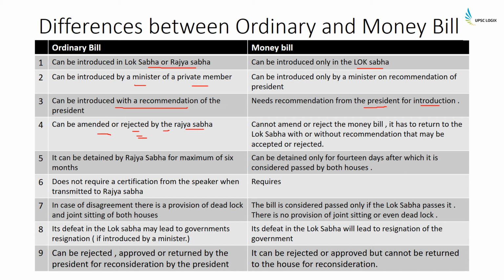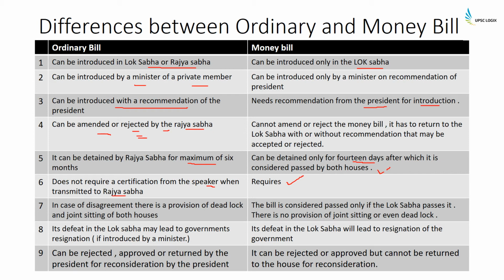Ordinary bills can be detained by Rajya Sabha for a maximum of 6 months. Money bills, as I said just now, can only be kept in the Rajya Sabha for 14 days, and are considered passed even if the Rajya Sabha doesn't return them on time. Ordinary bills do not require a certification from the Speaker when being transmitted to Rajya Sabha. Money bills, of course, need an endorsement from the Speaker of the Lok Sabha.